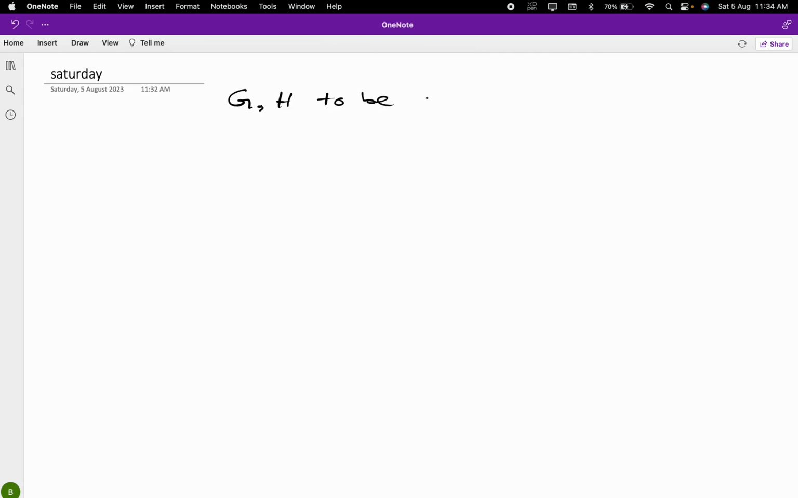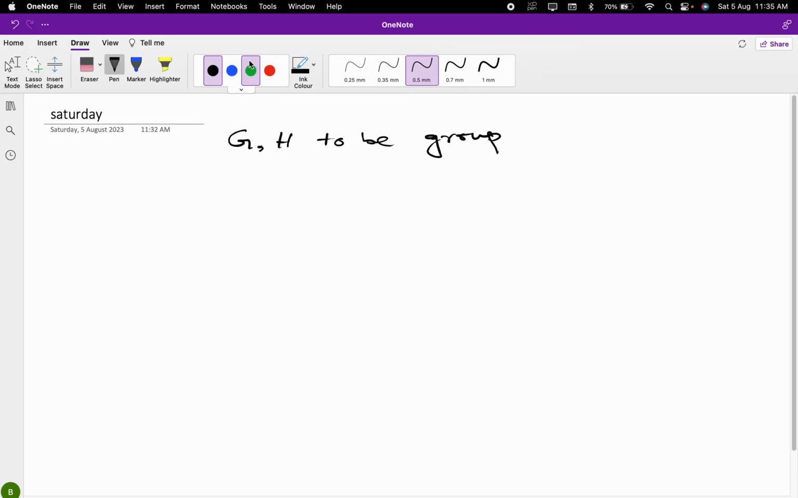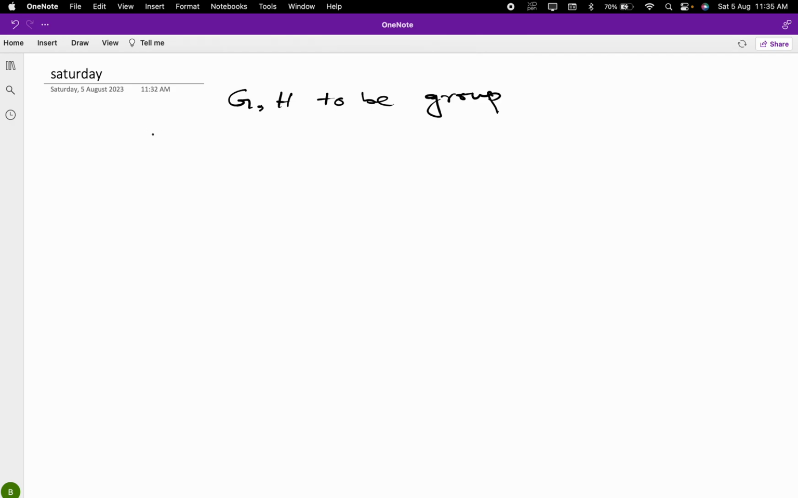So basically, if you take G and H to be groups, and we are given that G is isomorphic to H. What do you mean by isomorphic? If I have a function f from G to H which is a homomorphism, one-one and onto, then we say f is an isomorphism and G is isomorphic to H.